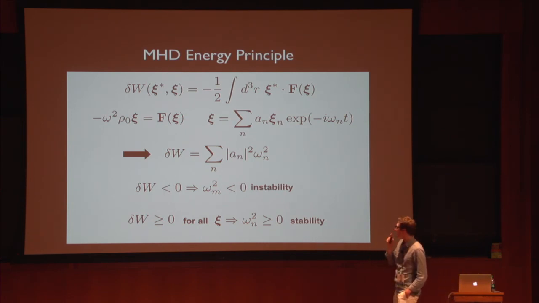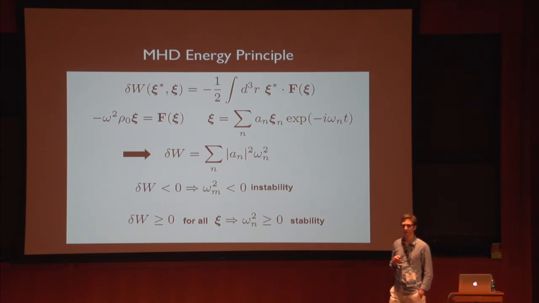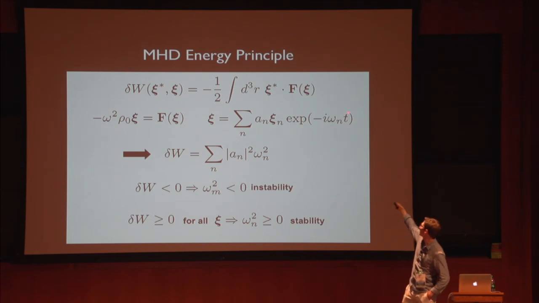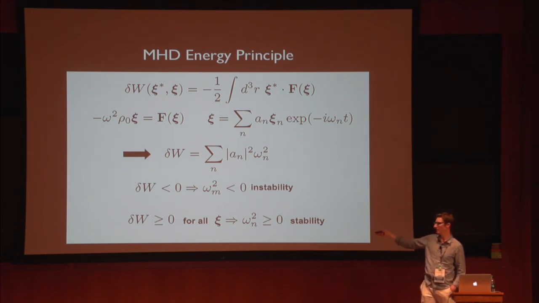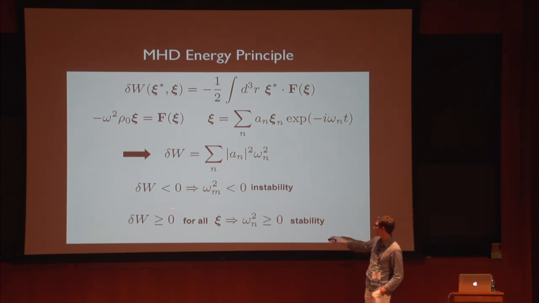Okay? So what does this have to do with stability? Let's imagine that delta W is negative, right? Well, if delta W is negative, all these things are positive definite. And so for this to be negative, at least one of these omega squareds has to be negative. And omega squared being negative implies that this has some e to the positive number times time sitting there. So in other words, you have instability whenever omega squared is negative, which means you have instability if delta W is negative.